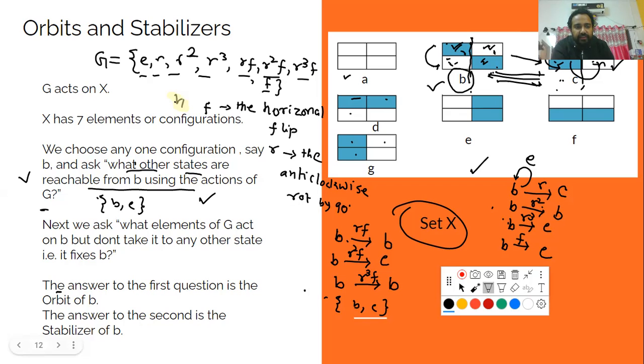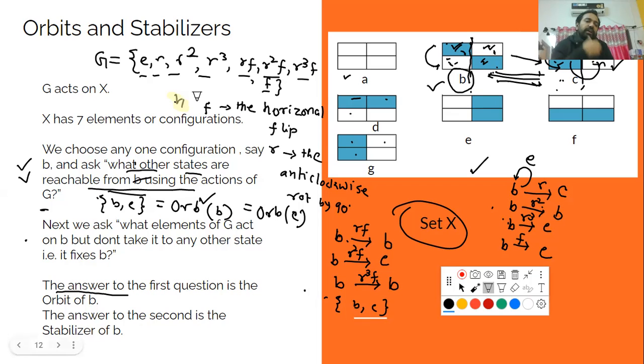And here it says the answer to the first question, which is this question, is the orbit. So B and C is basically the orbit of B. And if you experiment a little further, we'll realize that it is also the orbit of C, because all the elements of G, when acting upon C, will take it to B and C, to the same set BC. So BC is the orbit of B and the orbit of C.